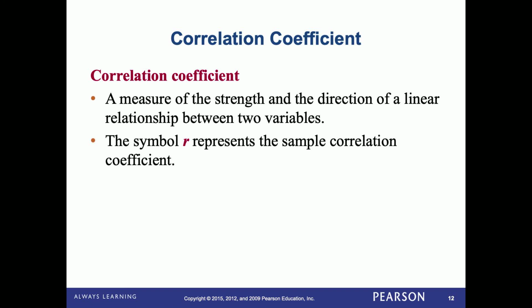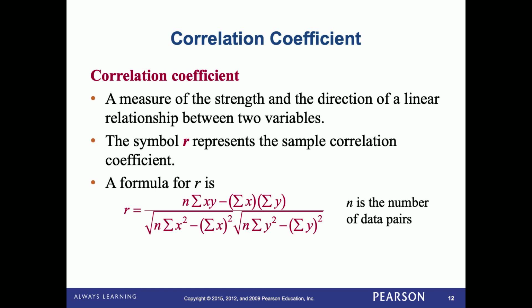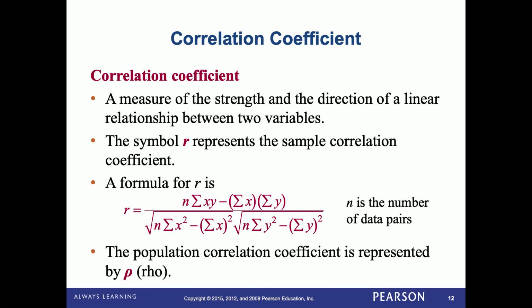The symbol r represents the sample correlation coefficient, r. This is the crazy formula, but we're going to use technology. I'm going to show you how to use an Excel spreadsheet to figure this out, but if you enter all the information into an Excel spreadsheet, there's a much faster way of coming up with r than using this crazy formula. The population correlation coefficient is represented by rho, which kind of looks like a script P, but it's pronounced rho.